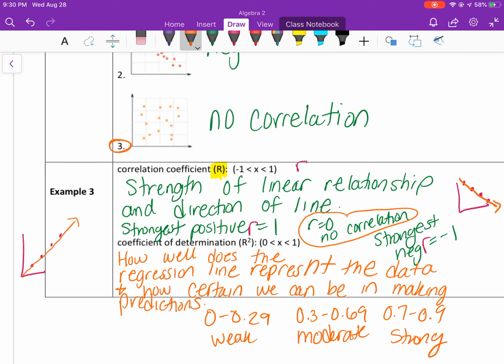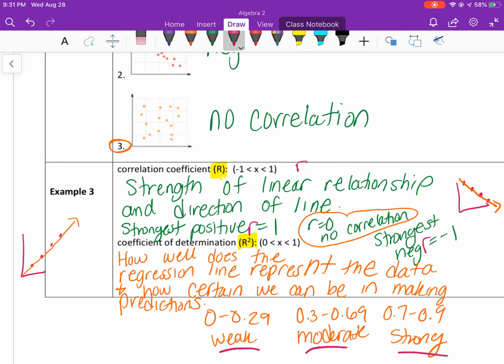So the coefficient of determination, that's the variable that's given to us in our model, is r squared. The coefficient of determination is how well the regression line represents the data. So how well can we rely on our model, and how certain can we be in making predictions? That's the main thing. And that one goes from 0 to 1.